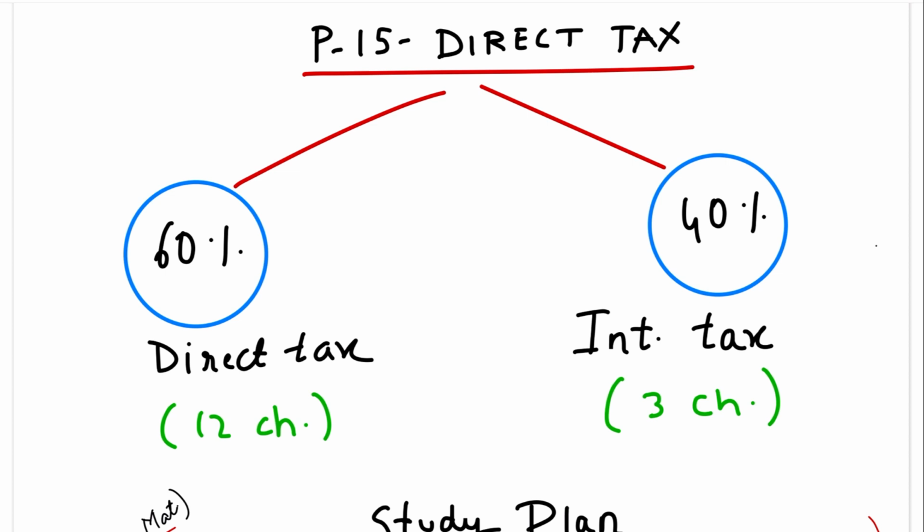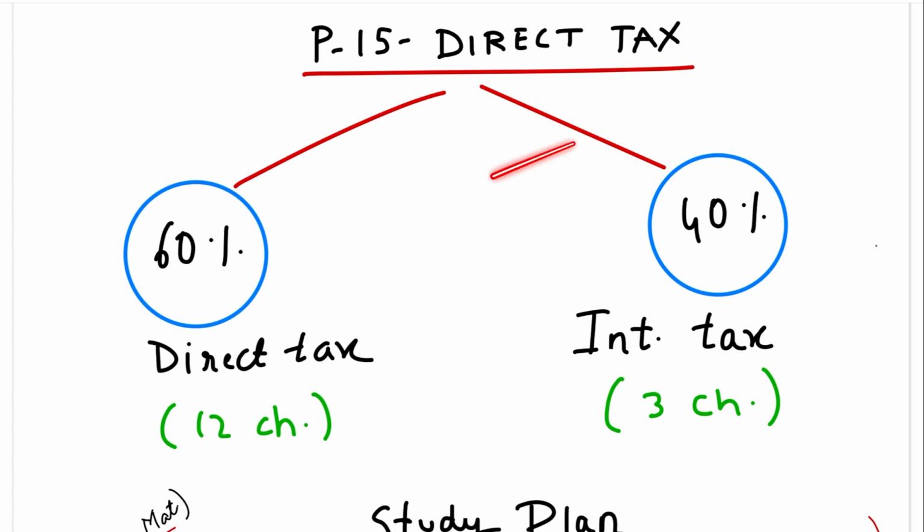Primarily, direct tax is divided into two parts. 60% goes for direct tax, 40% goes for international taxation. Direct tax contains 12 chapters, international contains 3 chapters. And in this video, whenever I mention chapter name or chapter number, that is with reference to our institute study material. You can find the names of these chapters in our institute study material index.